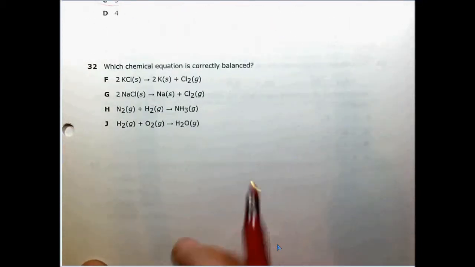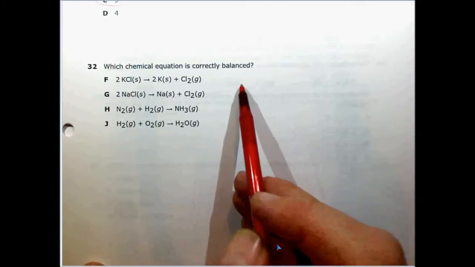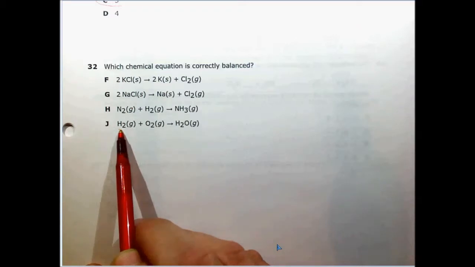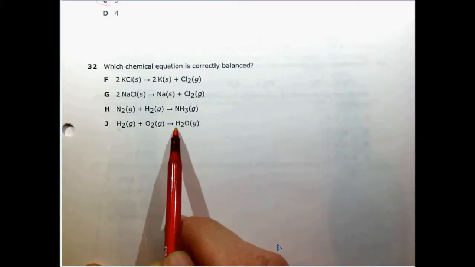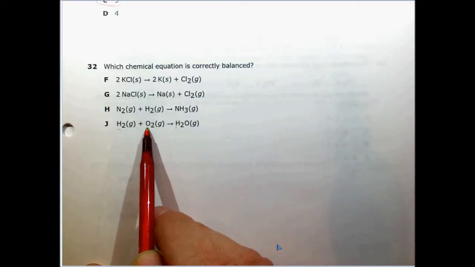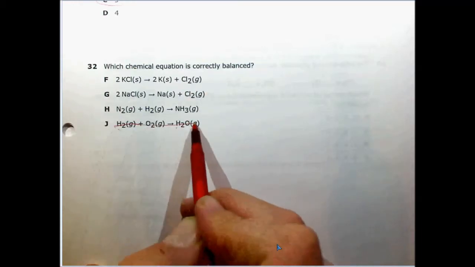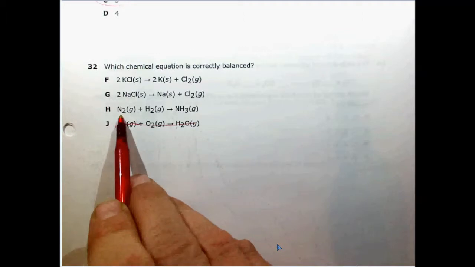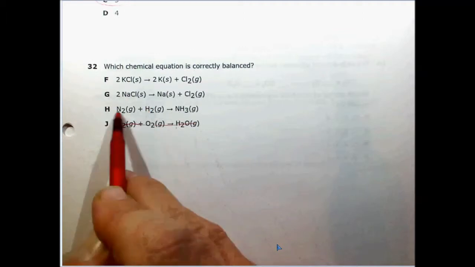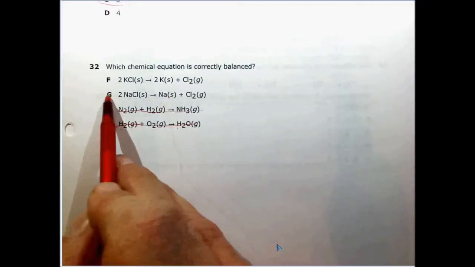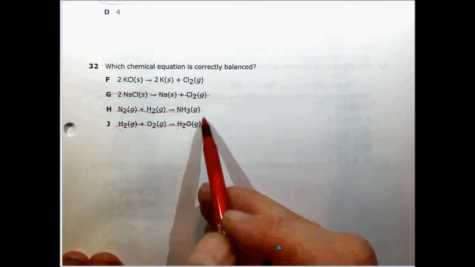Here we're just going to count atoms again. If we look at this one, 2 hydrogens on the left side and 2 on the right side, 2 oxygens on the left side, but only 1 on the right side. So this one is not balanced. Here we have 2 nitrogens on the left side and only 1 on the right side. Again, not balanced. 2 times the 1 sodium on the left side makes 2, but only 1 on the right side. Not balanced. Leaves us with F.